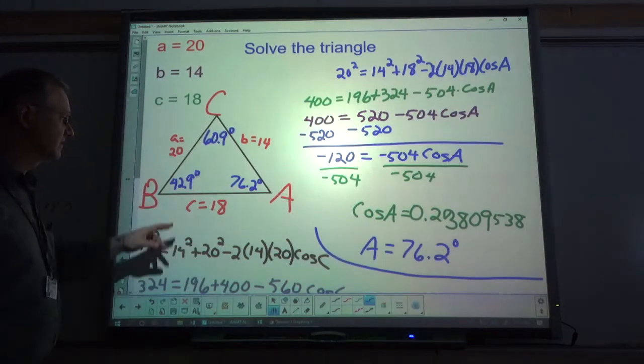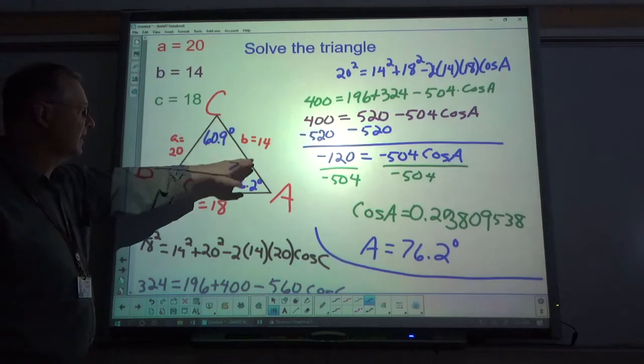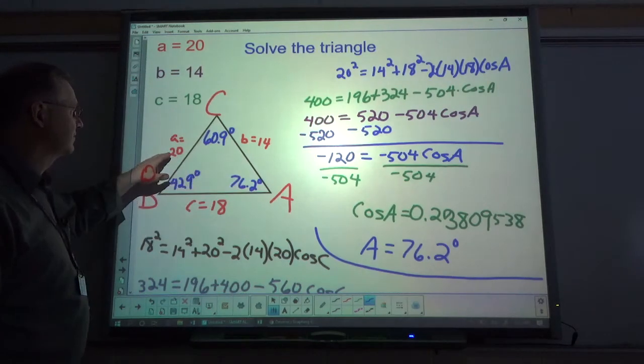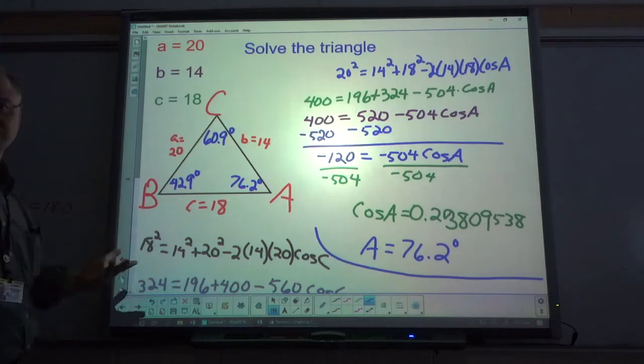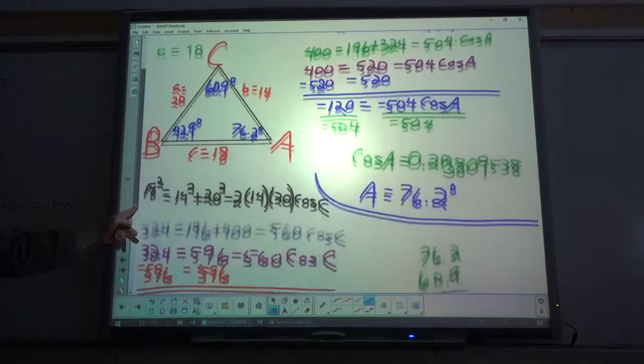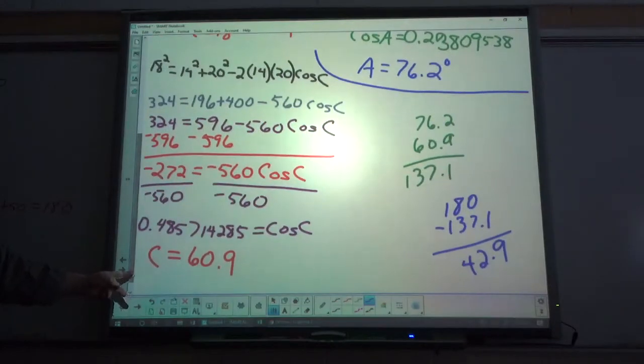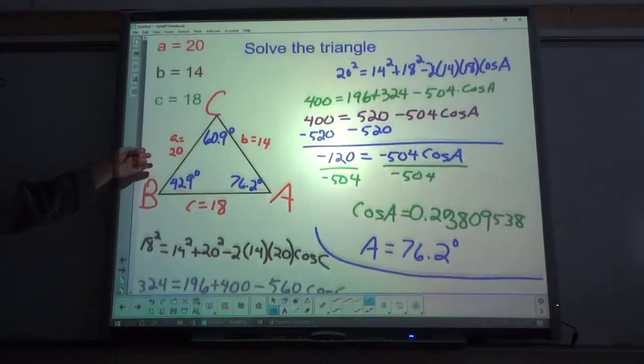Now, notice the smallest angle, smallest side, largest angle, largest side, and middle. That's what's supposed to happen. And there you have it. There's the process using law of cosines twice. You never have to use it 3 times because you'll always be able to find that third side another way.